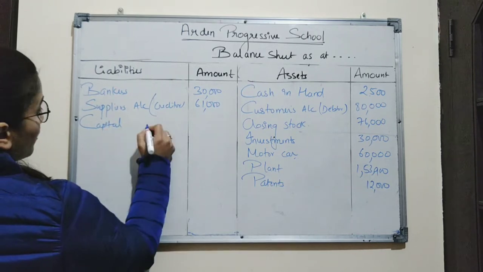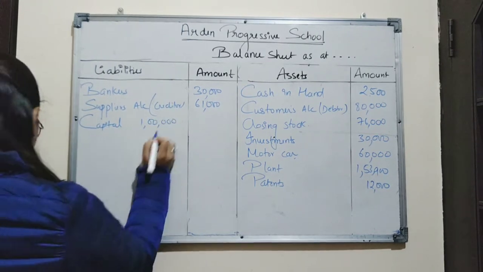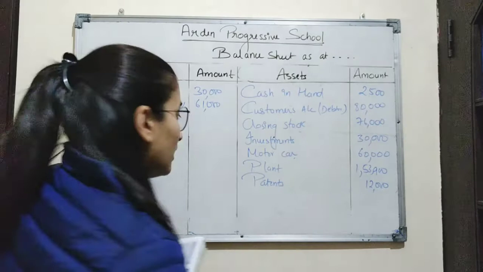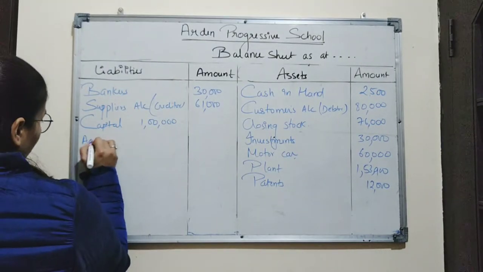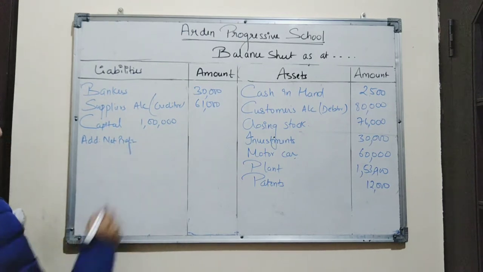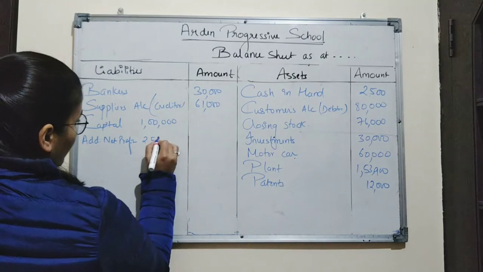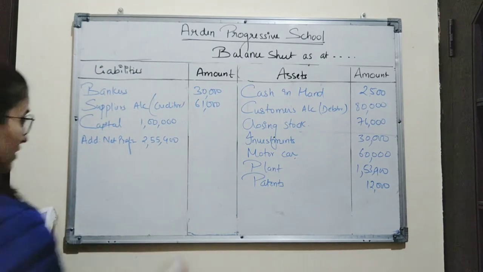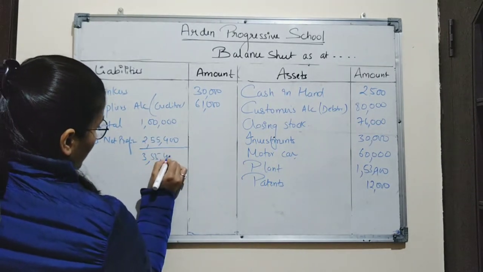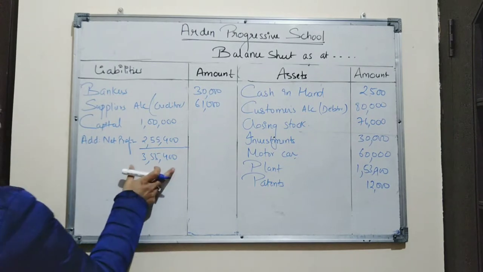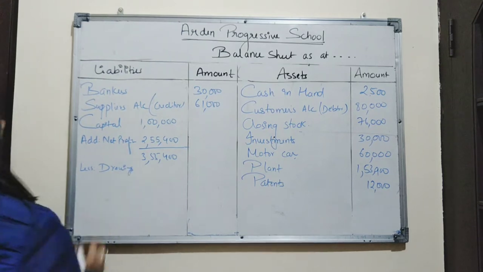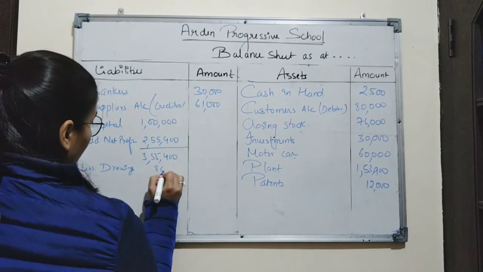capital. Amount of capital is rupees 1 lakh. As we know, in capital we add all the profits and we deduct all the drawings. So here we have already calculated the amount of net profit. Amount of net profit is rupees 2,55,400. So by adding net profit to capital, we get the amount 3,55,400. So now we will deduct the amount of drawings. Amount of drawings is rupees 8,000.